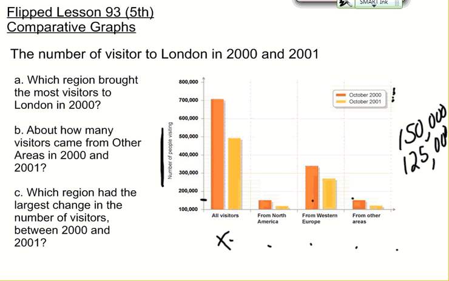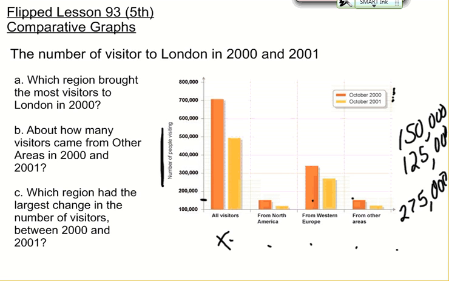And of course, in this case, it says about, so that means estimate. And so we could say that there were about this many people who came. And so we have that idea. And then letter C says, which region had the largest change in the number of visitors between 2000 and 2001? And so in this case, we have a couple of steps we have to take, all right? From North America and from other areas, they're pretty much the same numbers.